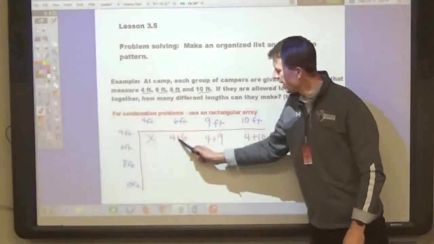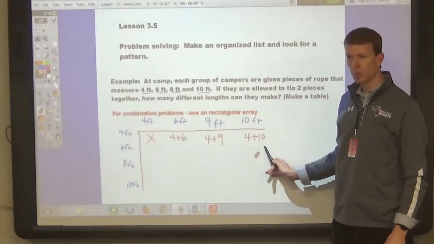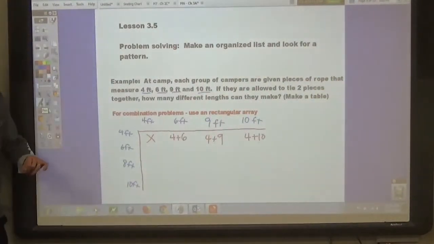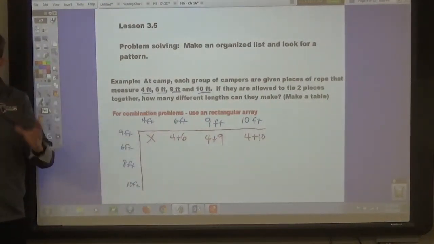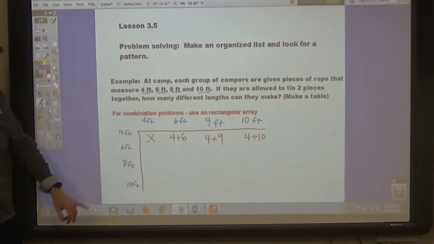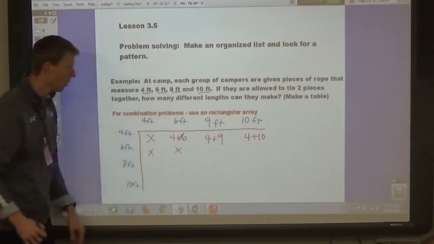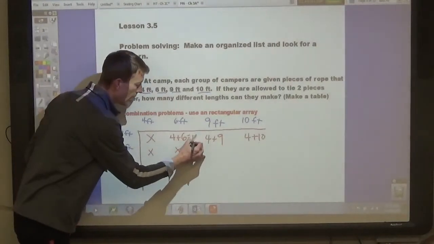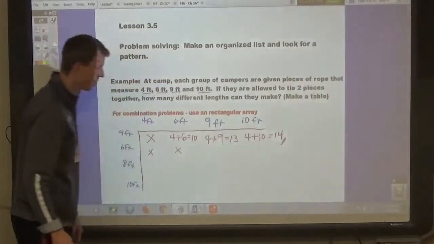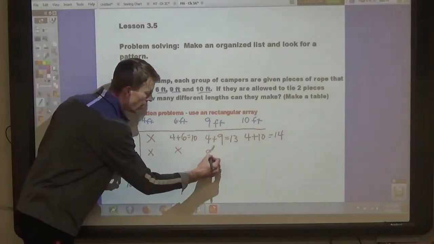So, with the 4-foot length, by attaching it to either a 6, a 9, or a 10, you could make these different length ropes, right? Now, what we're learning is we're making an organized list, so we make sure that we get all of the possible combinations. If you start with the 6-foot length, you've already attached it to the 4-foot length, so we can't do that again. We already have a 10-foot rope, a 13-foot rope, and a 14-foot rope. But the person with the 6-foot rope could attach it to a 9-foot rope.